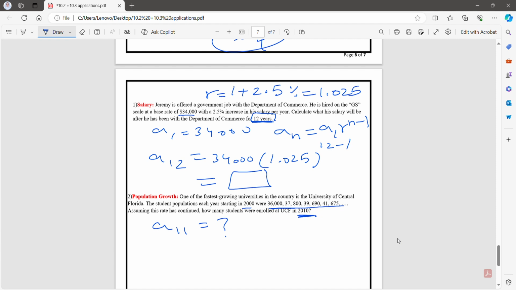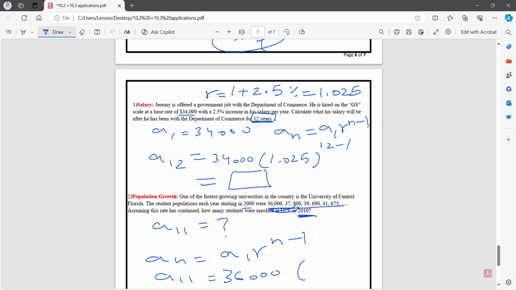Again, they did not say find the all together or total. They said in 2010, what will be the number of students, right? What will be the population of students? So it means we need to find A11. And again, we need to find the term. And what is the term formula? An equals A1 R to the n minus 1, right? An means A11. A1 means the first term, which is 36,000. R means ratio, and we know how to find the ratio. So first term divided by second term, right? 37,800 divided by 36,000. Just give it to the calculator.